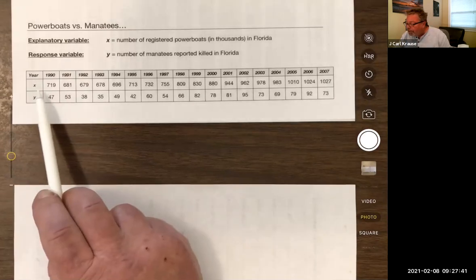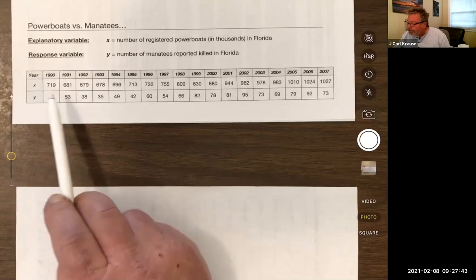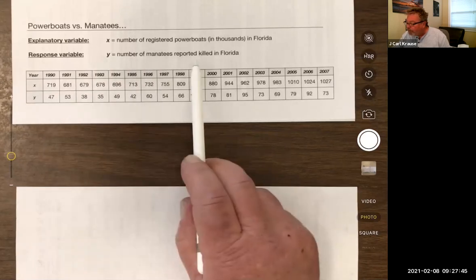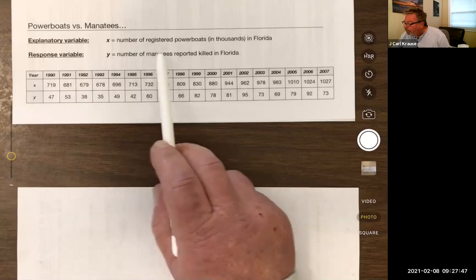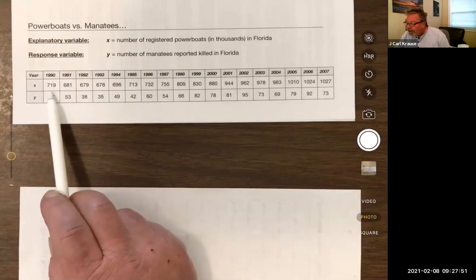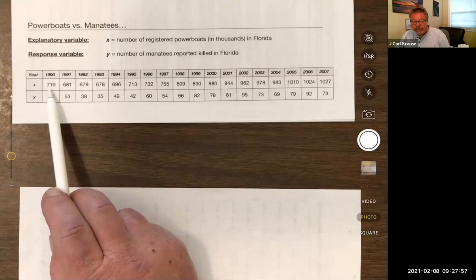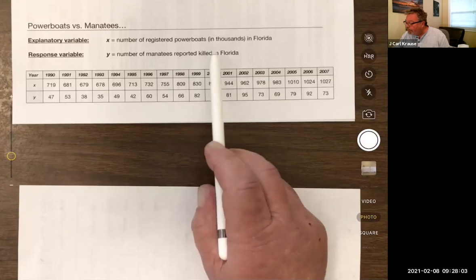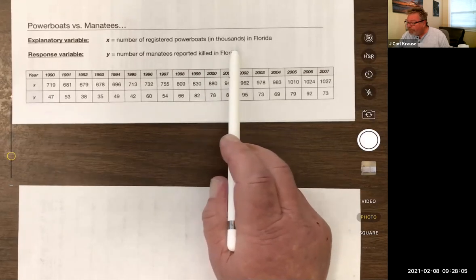Now, what the values of X represent, we've got to be crystal clear about the definition of our variables. It's the number of registered powerboats in thousands. So in 1990, there were 719,000 registered powerboats in the state of Florida. That's not 719 boats, that's 719,000 registered powerboats. That's what it means for the variable to be in thousands.